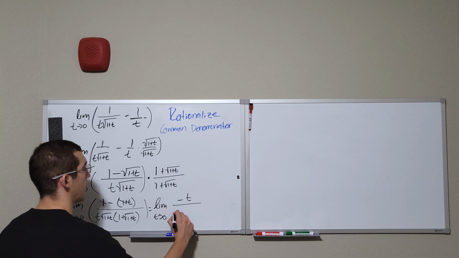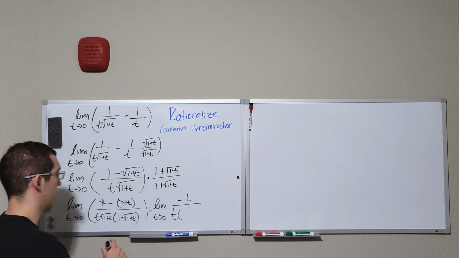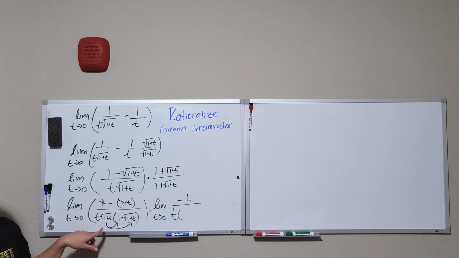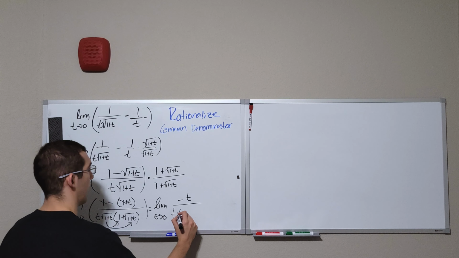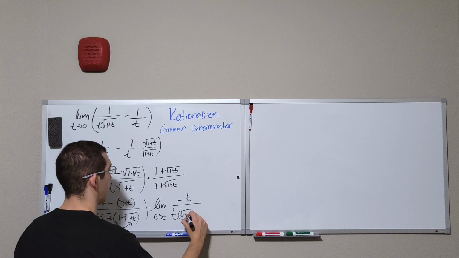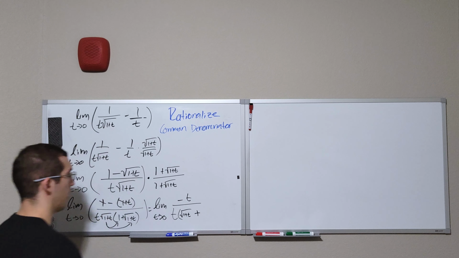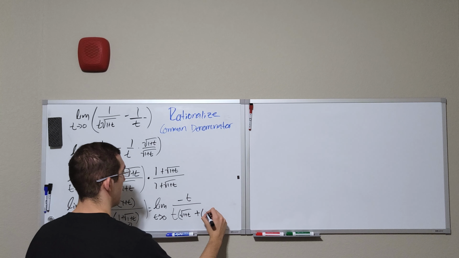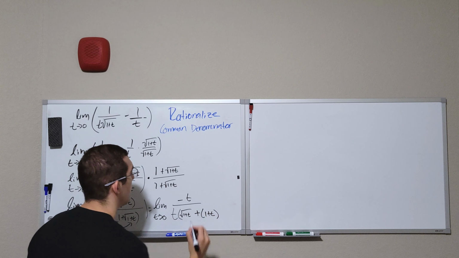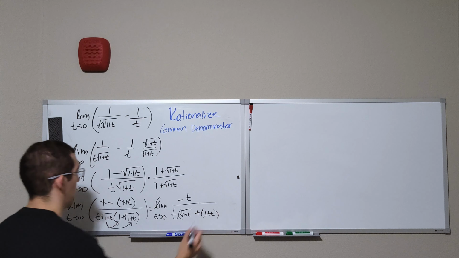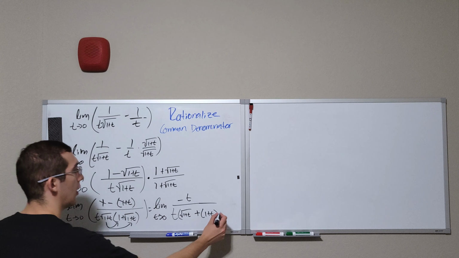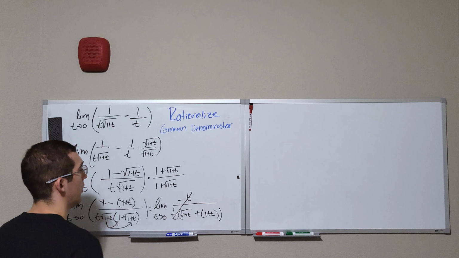So what it'll look like, it'll be t times, and I'm going to distribute just the square root of 1 plus t, and I'm going to get the square root of 1 plus t plus, when I get the same thing times itself, the square root cancels, so it'd be just 1 plus t, right, for the denominator. All I did was FOIL this out. Now I can easily cancel this t out.